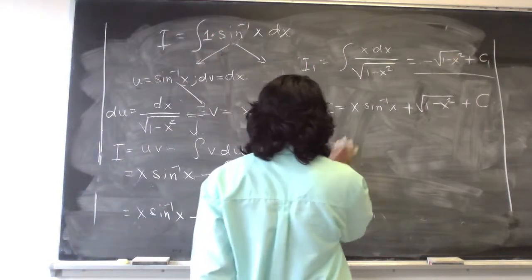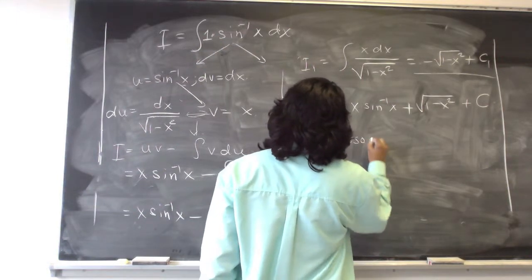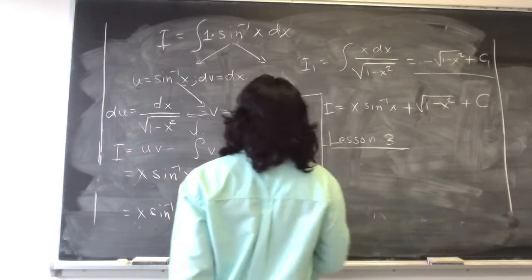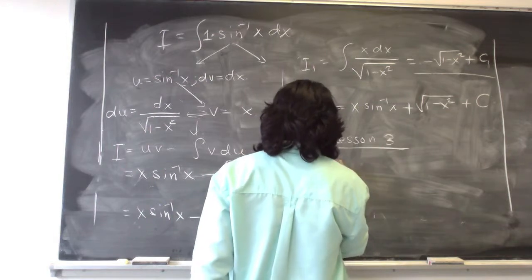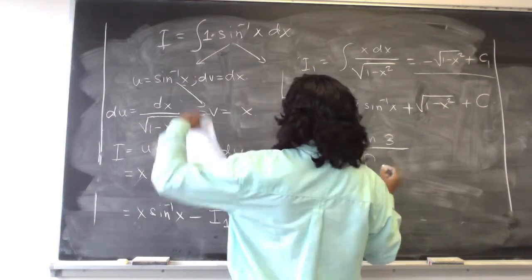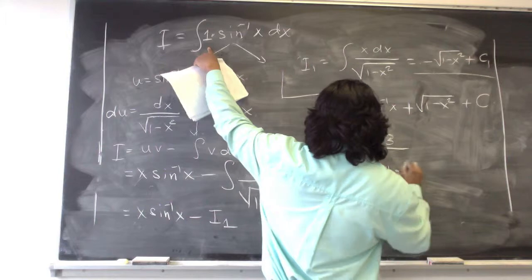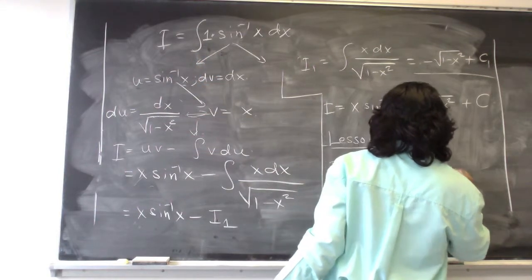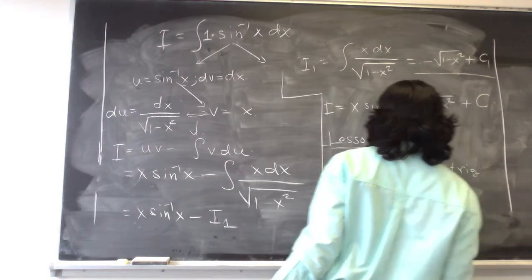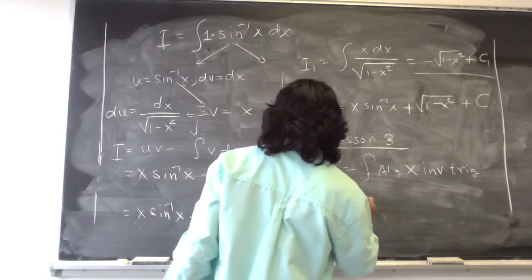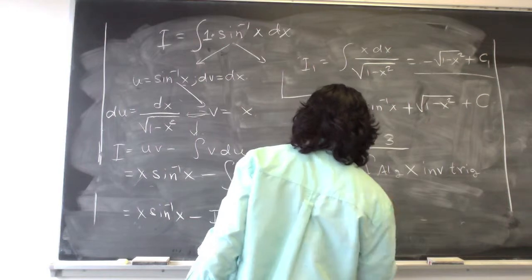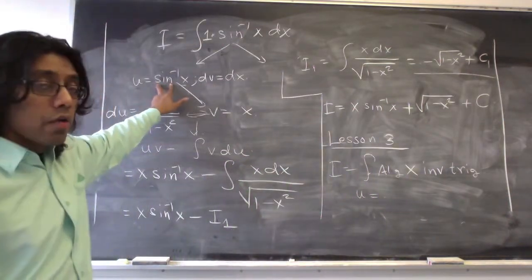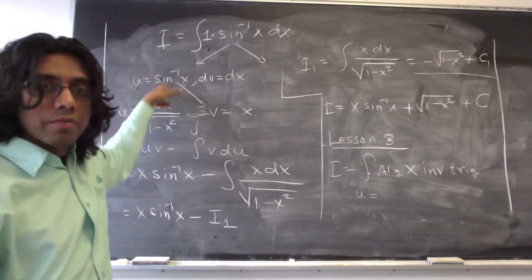Now again, the lesson to learn here, lesson 3, is what? If the integral is a product of an algebraic function and an inverse trigonometric function, okay, then what did we do? We did u as the inverse trigonometric function, right? Because we know the derivatives of inverse trigonometric functions.